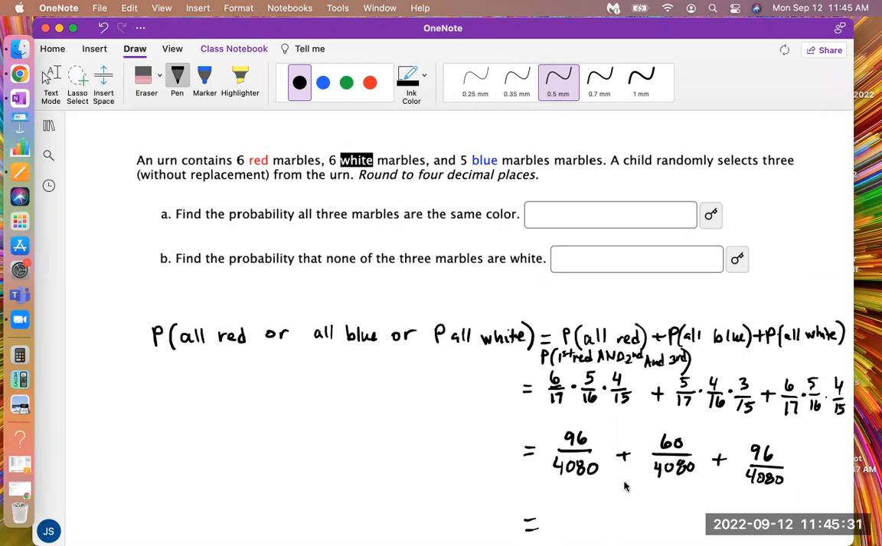Then we just have to add the numerators together and keep the denominator the same. So it's 96 plus 60 plus 96, which is 252.